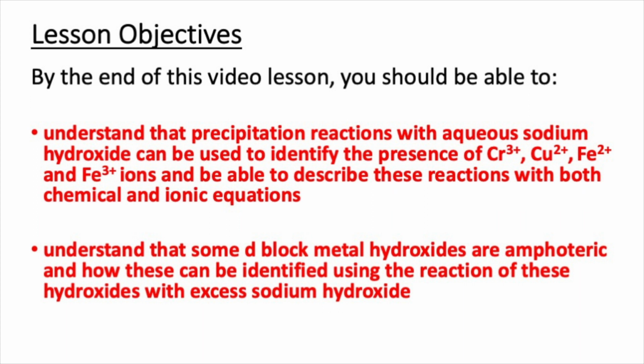So that concludes this video lesson. After watching this video, you should now understand that precipitation reactions with aqueous sodium hydroxide can be used to identify the presence of Cr3+, Cu2+, Fe2+, and Fe3+ ions, and be able to describe these reactions with both chemical and ionic equations. You should also be able to understand that some D-block metal hydroxides are amphoteric and how these can be identified using the reaction of these hydroxides with excess sodium hydroxide.